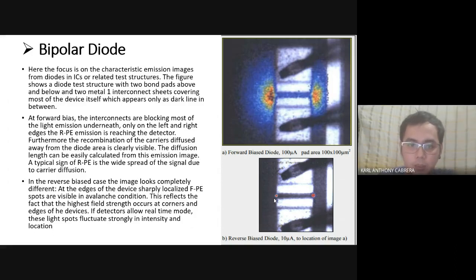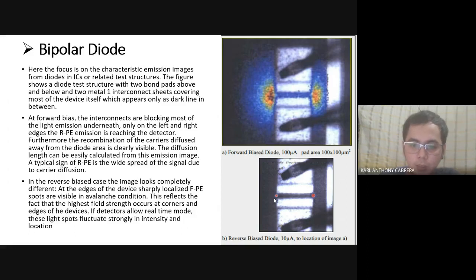Makikita natin dito na at forward bias, the interconnects are blocking most of the light emission underneath, and only on the left and right edges, the RPE emission is reaching the detector. Furthermore, the recombination of the carriers diffused away from the diode area is clearly visible. The diffusion length can be easily calculated from this emission image.